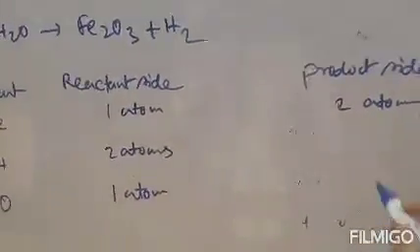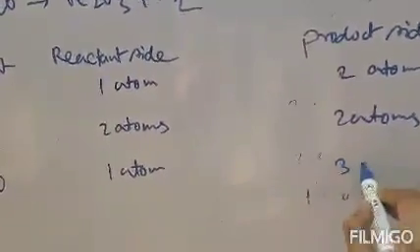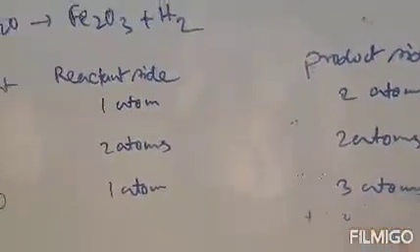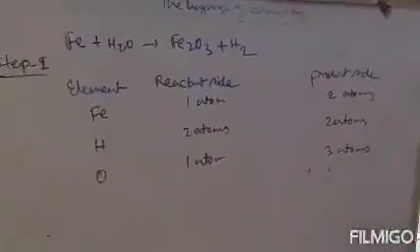Hydrogen is also 2, that is 2 atoms. And oxygen is 3, that is 3 atoms. Clear? So this is the number of atoms. We have just classified the number of atoms from the reactant side and product side.